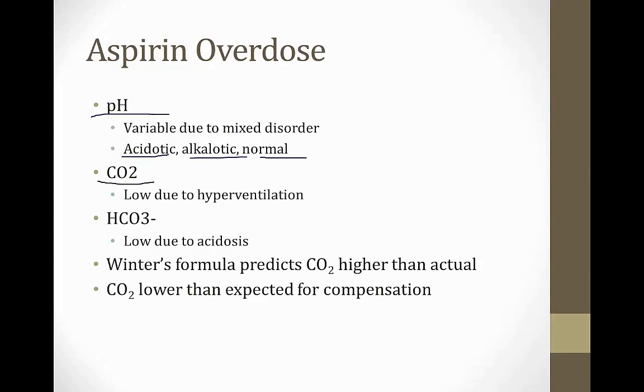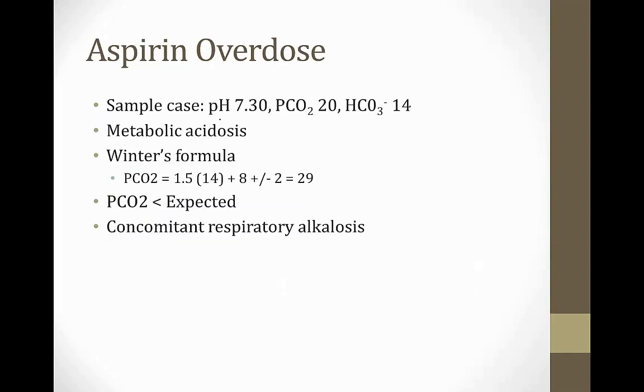The CO2 level is usually low due to hyperventilation, and the bicarb level is also usually low due to acidosis. Importantly, if it's an acidotic patient and you use Winter's formula to determine the predicted CO2, you will find that Winter's formula predicts a CO2 higher than what you actually have. Or to put it another way, the CO2 for the patient will be lower than what you expect for the compensation, and that's because it's a mixed disorder. This is easier to understand if we go through a sample case.